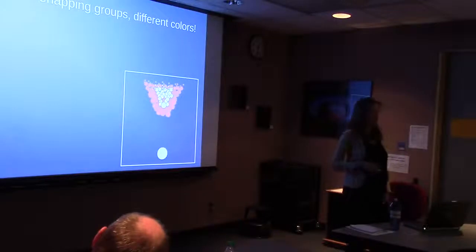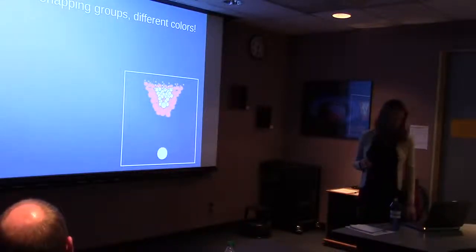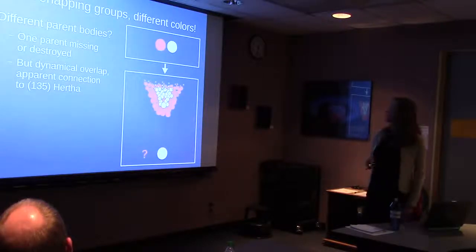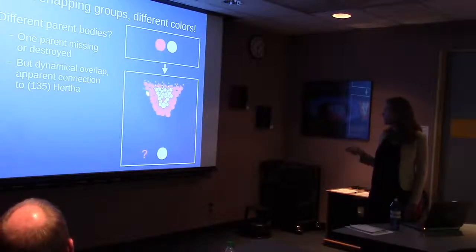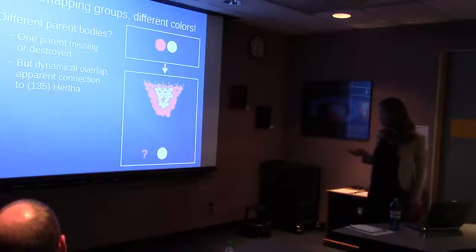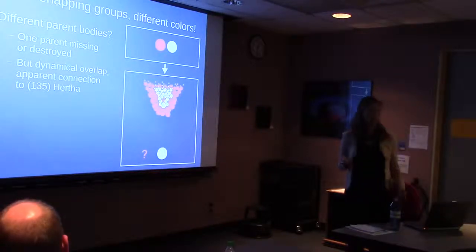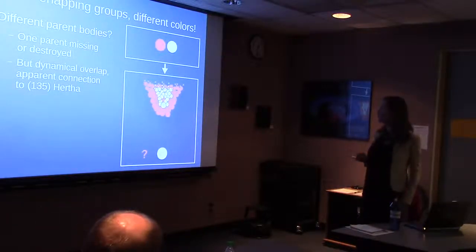So how could we get something that looks like this, two overlapping groups with different colors? Well, there are a couple of different origin scenarios. One is that they are from different parent bodies, but the parent that formed the S-type Hertha family was completely destroyed, so we don't see it anymore. Now it's very difficult to completely destroy. You have to have a particular type of collision to completely destroy the parent, but it is possible.